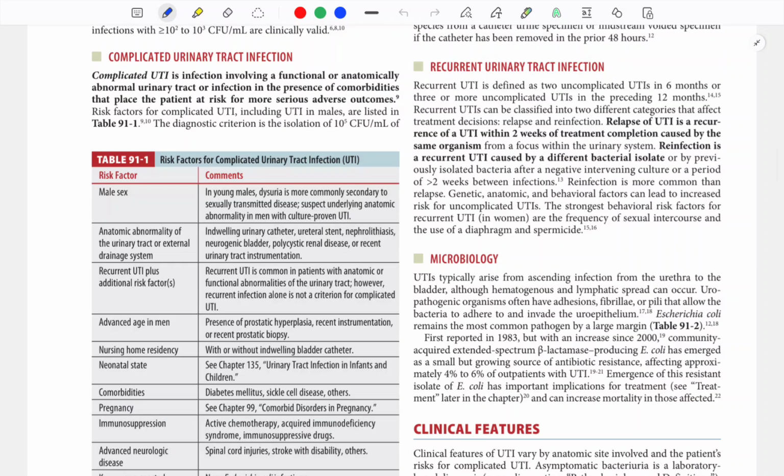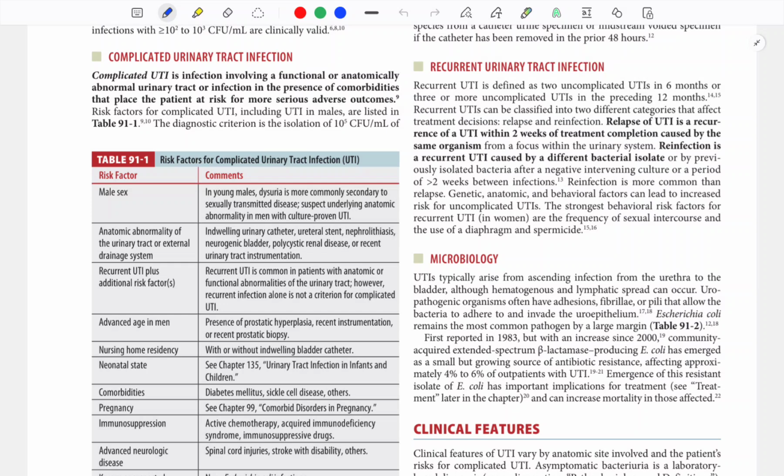What is recurrent UTI and relapse of UTI? Relapse of UTI is recurrence of UTI within 2 weeks of treatment completion. That means you stopped treatment today and within 2 weeks of stopping, the patient got UTI again, and that too with the same organism. Within 2 weeks of treatment completion caused by the same organism is relapse. Reinfection is a recurrent UTI caused by a different organism. So reinfection is a different organism.